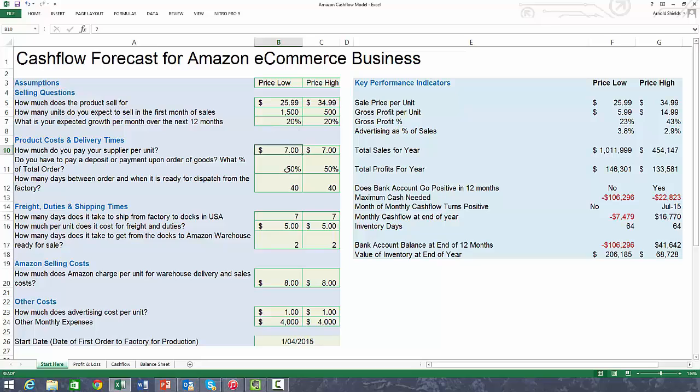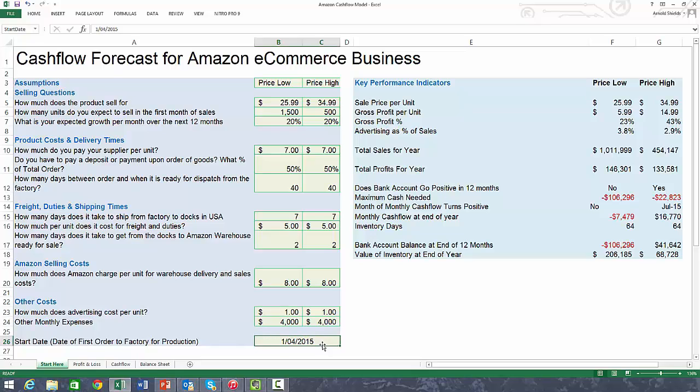The supplier cost is $7 per unit, and we have to pay a deposit up front of 50% for them to make the goods. It's going to take them 40 days to make the goods, and 7 days to ship from the factory to the docks in the US, $5 freight costs, and $2 from the docks to the Amazon warehouse. Now you can change any of these figures to what your particular specifications happen to be. We're assuming that Amazon are going to charge $8 for warehouse delivery and their sales costs, listing fees, etc. And we're going to assume that advertising is costing $1 a unit. We've got $4,000 in other expenses, and the start date.